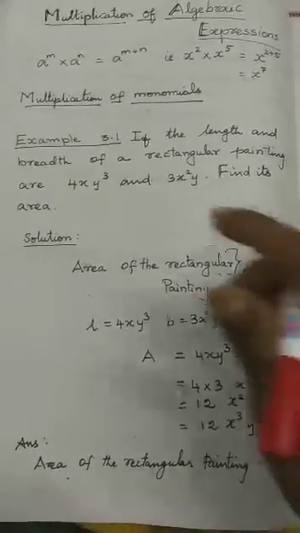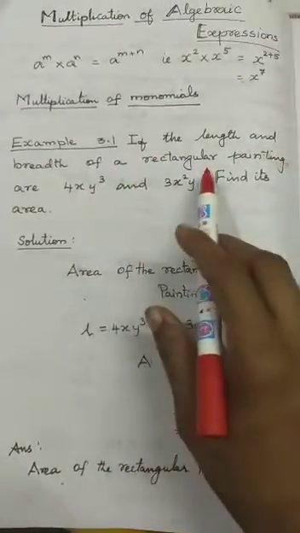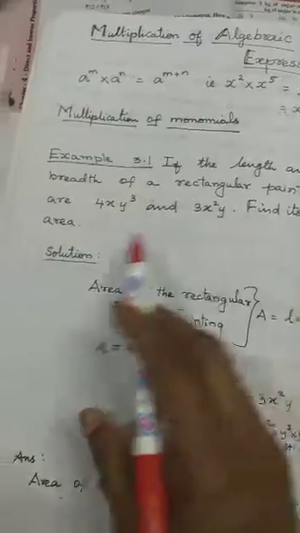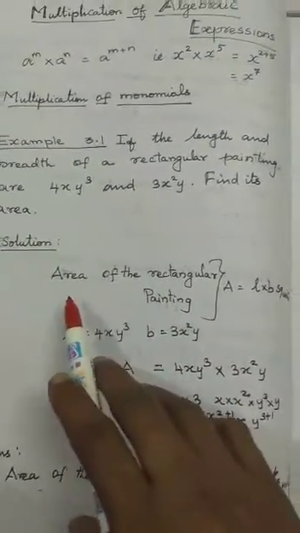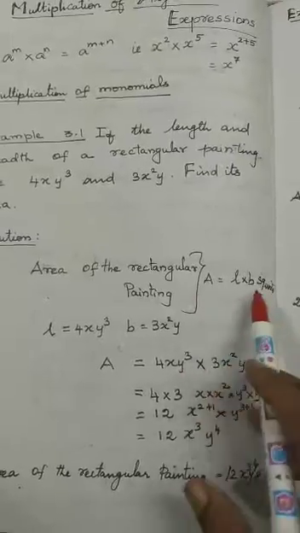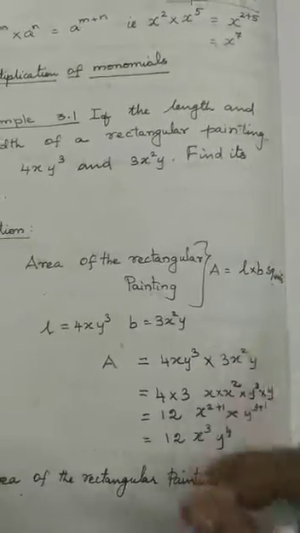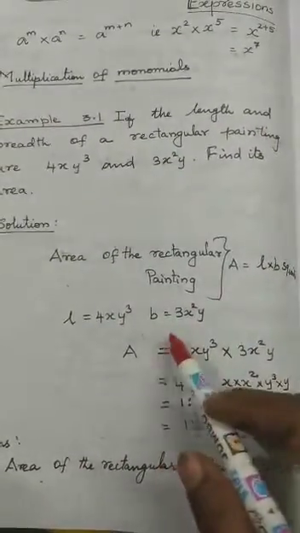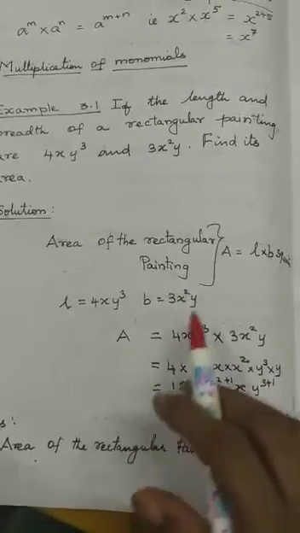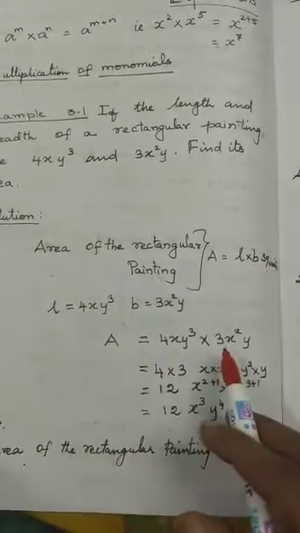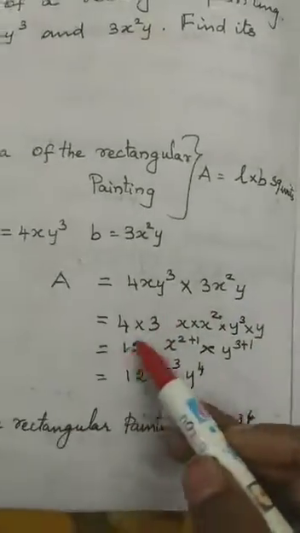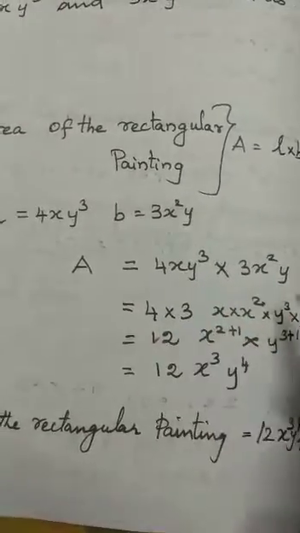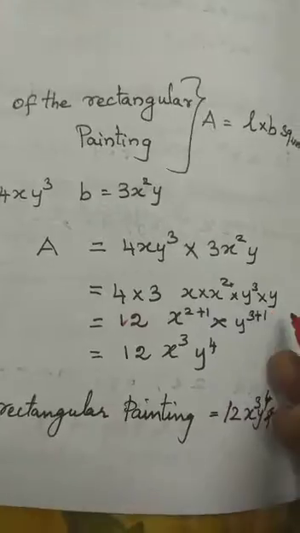If the length and breadth of a rectangular painting are 4xy cube and 3x square y, find its area. Solution. Area of a rectangular painting A is equal to L into B square units. Now the length L is 4xy cube and the breadth B is equal to 3x square y. Now you are multiplying L into B. You have to take the constants common, 4 into 3. Then x into x square. Then y cube into y.